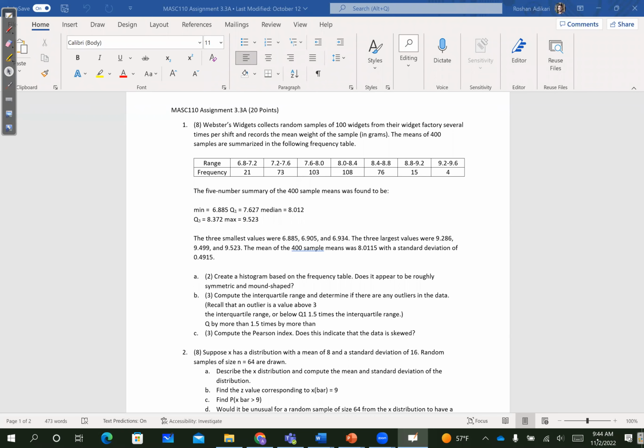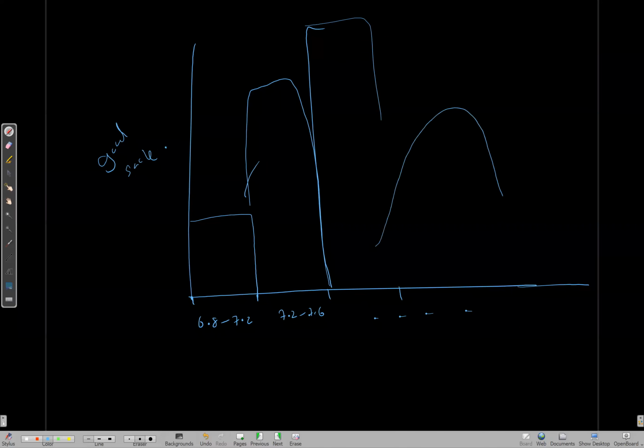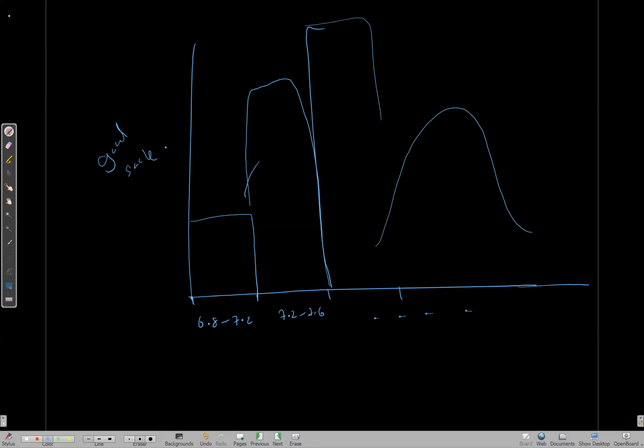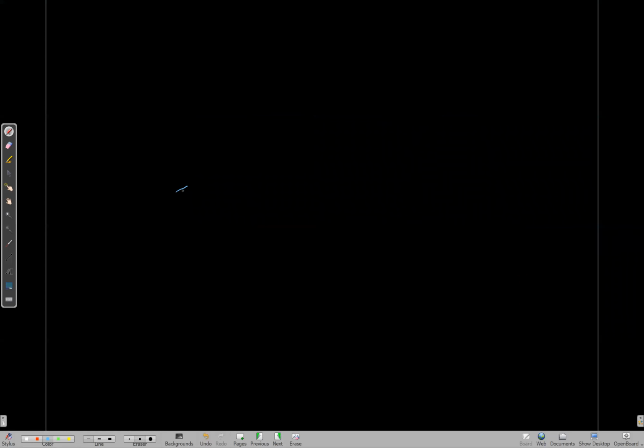And mound shape, well, is it roughly this shape? Figure that out. And then interquartile range, part B, IQR. Interquartile range, that one is nothing but Q3 minus Q1. So figure that out. And then it talks about outliers.